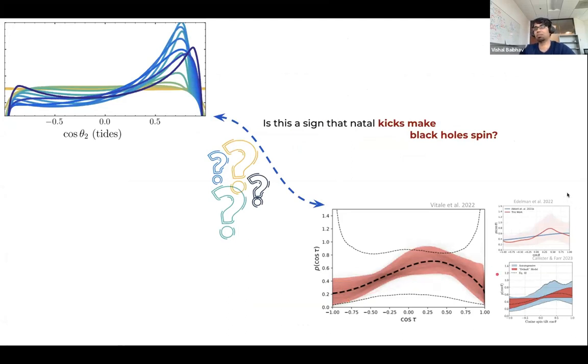Since almost a year ago, we have had a few papers looking at the tilt distribution from GWTC-3, and they find that the tilt distribution is not peaked at aligned, or completely flat either, but it has a peak at 60 degrees, I think.